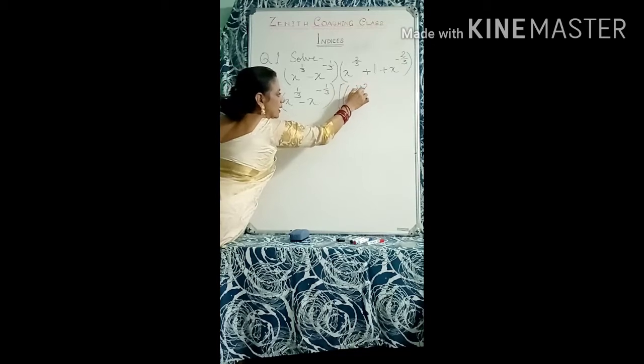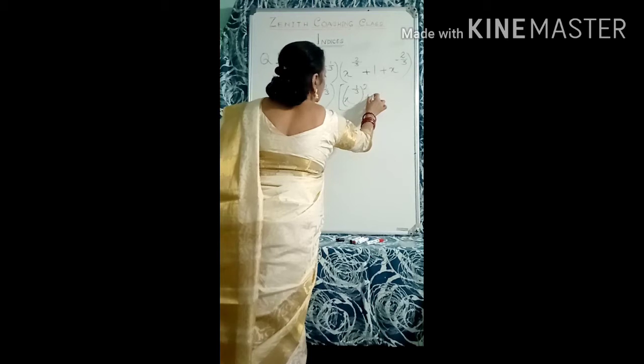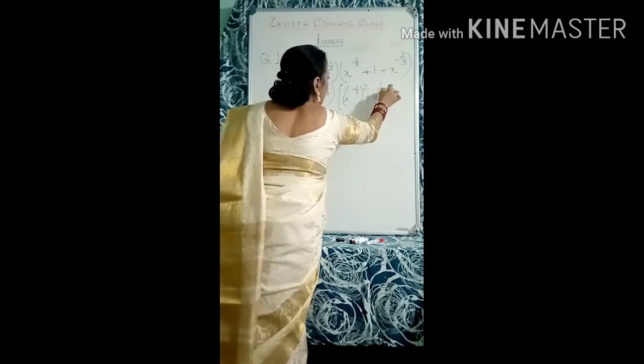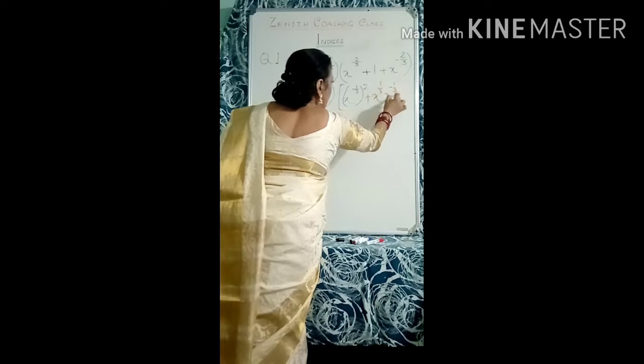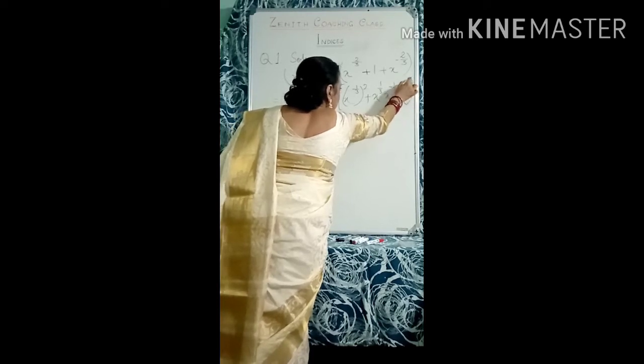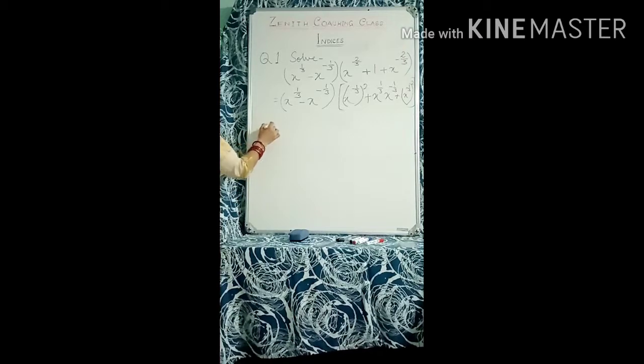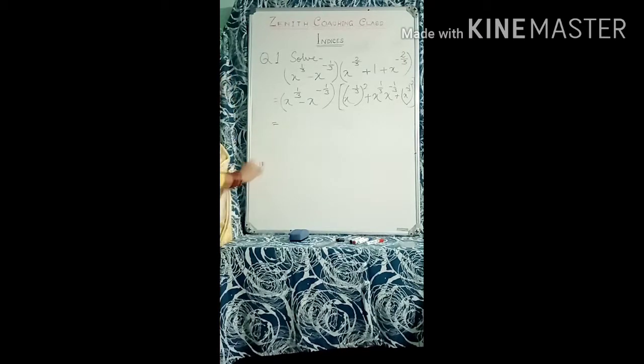X to the power 1 by 3 whole square plus, that is x to the power 1 by 3 multiplied by x to the power minus 1 by 3 plus x to the power minus 1 by 3 whole square. Then close the third bracket. Okay. Then what you have to write?